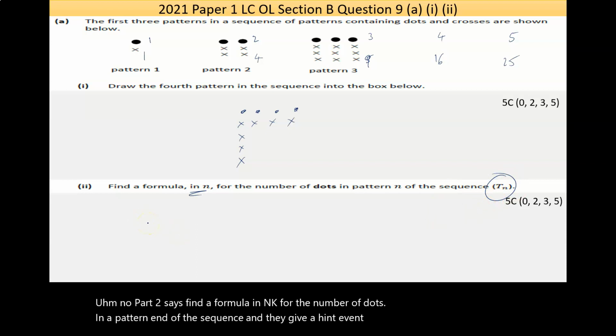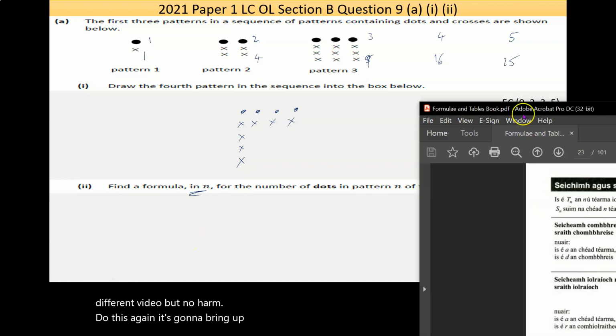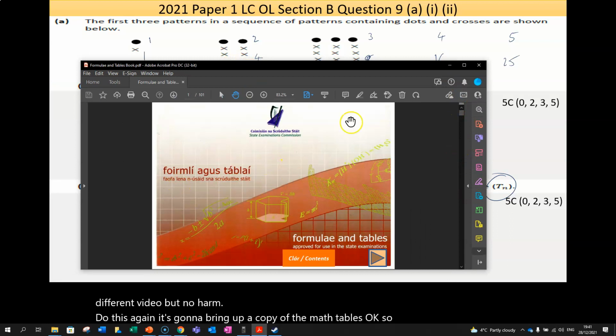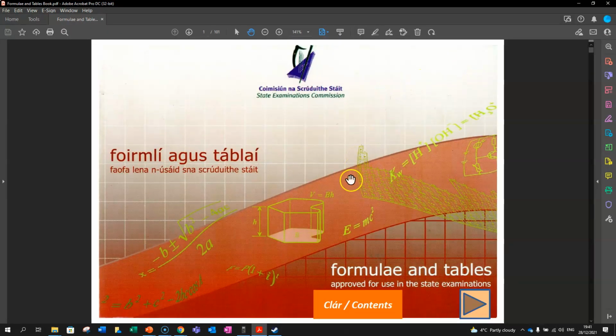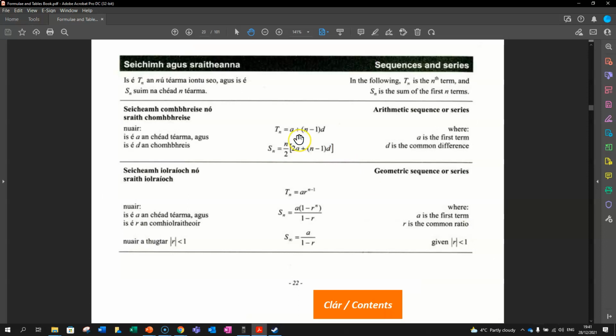Now, we looked at it in a different video, but no harm doing this again. It's going to bring up a copy of the maths tables, just to show you that they're a digital version. And if you want a copy of these, send me an email at shanetroy@gmail.com and I'll fire them off to you. So in the contents page, we have the section there of sequences and series. Click on that. I have it highlighted there. There, it's that formula.